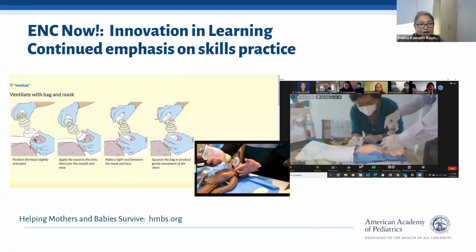And the picture there is another training that we did in Nepal with Dr. Sarah Berkelhammer and Dr. Michael Weisick, who are both on our Helping Babies Survive planning group through the Academy.